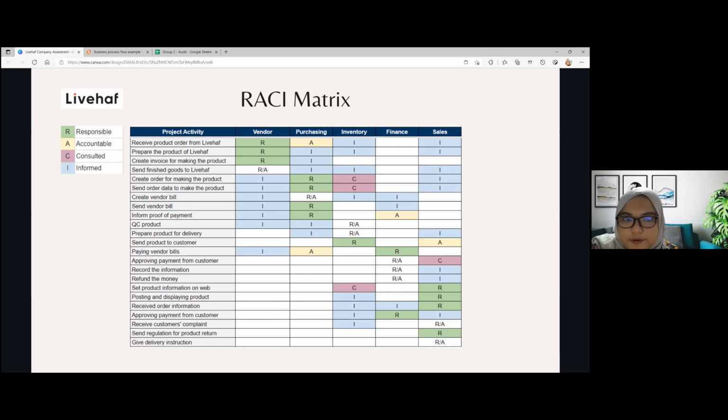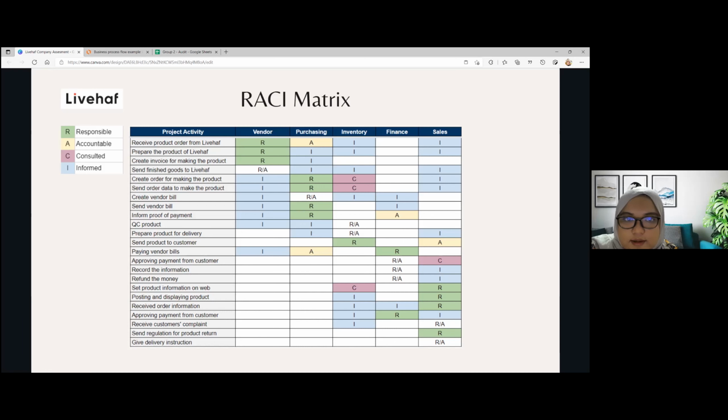Next is receive order information. So sales will be the one who is responsible. Finance and inventory will be informed. Next is approving payment from customers. Responsible by finance, and inventory and sales will be informed. Next is receive customer complaint. The one who is responsible and accountable is sales, and inventory will be informed.